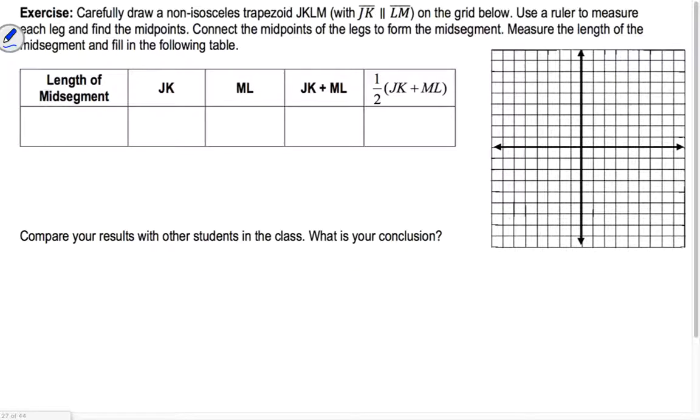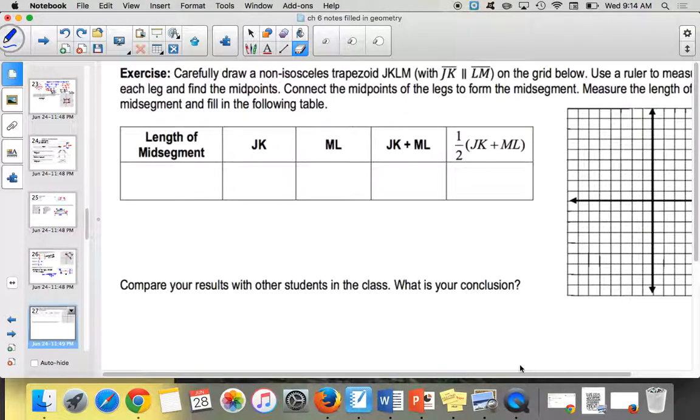So it says carefully draw a non-isosceles trapezoid JKLM on the grid below. Use a ruler to measure each leg and find the midpoints, connect the midpoints of the legs to form the midsegment, and measure the length of the midsegment in the following table. So let's try it. You guys can go ahead and draw a picture. So draw a non-isosceles, so you can't have your legs congruent. So draw a trapezoid, and I'll get a ruler out. And we'll see what happens.